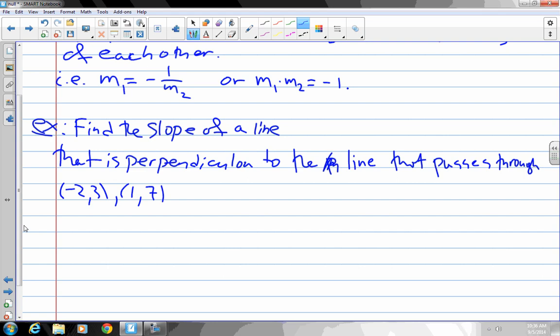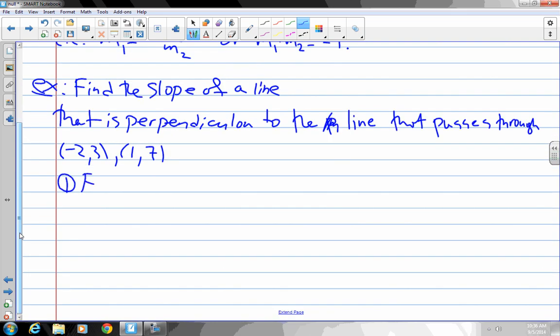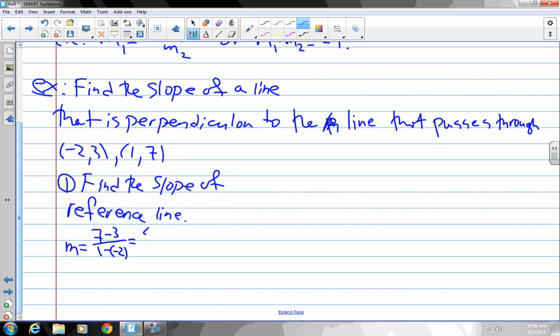So how do we do that? What do I need to do first? Find the slope of that reference line, right? So first, find the slope of the reference line, so that would be 7 minus 3 over 1 minus negative 2. So that's 4 over 3. Do you agree with that?